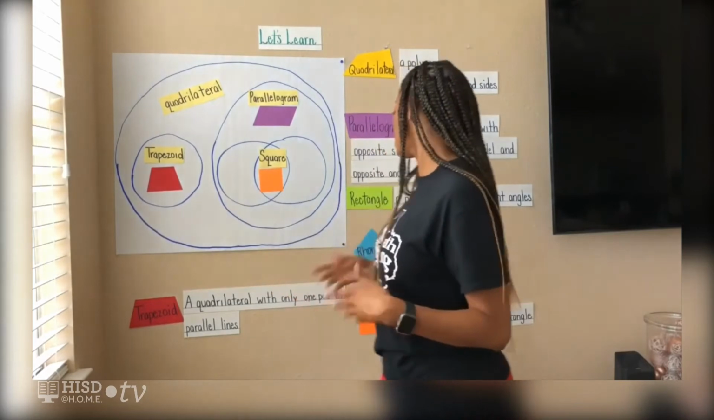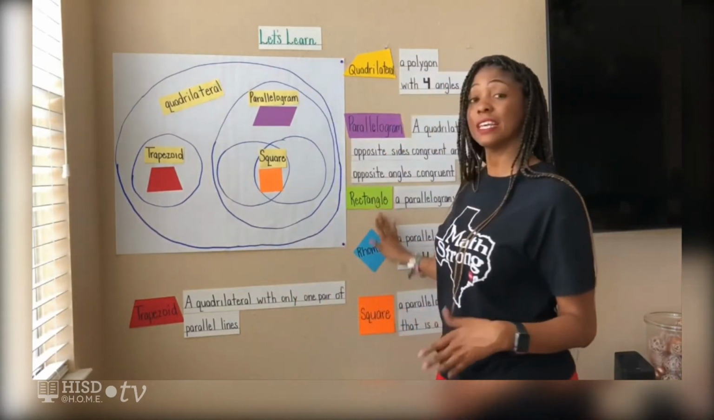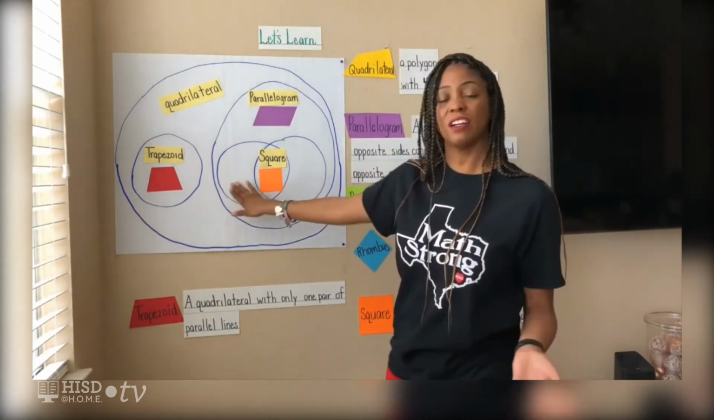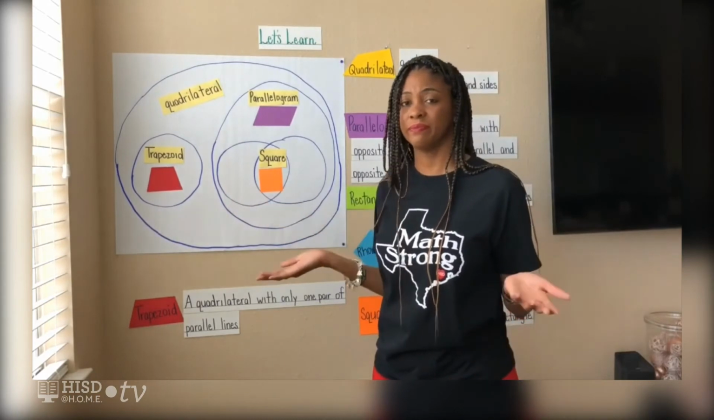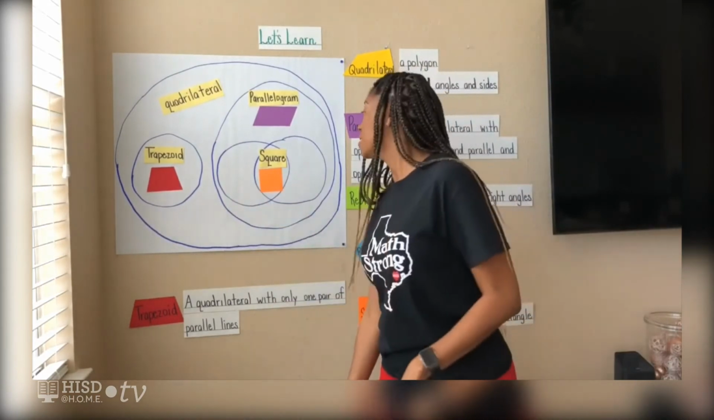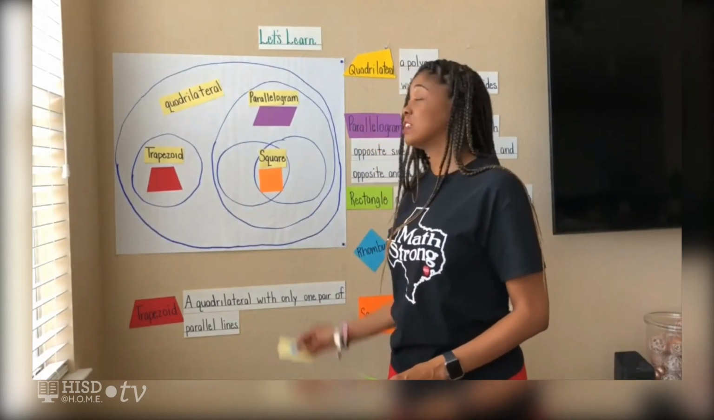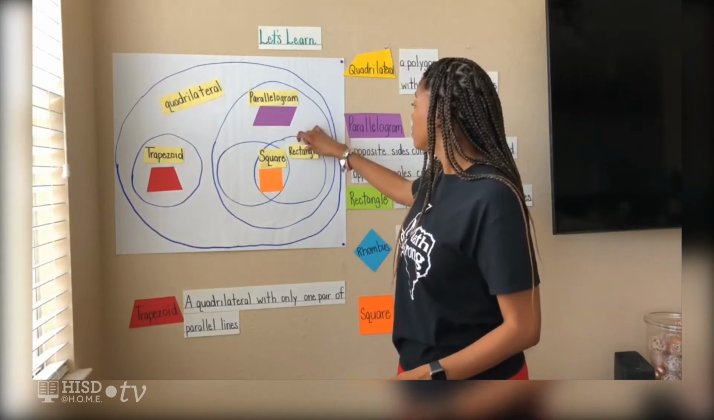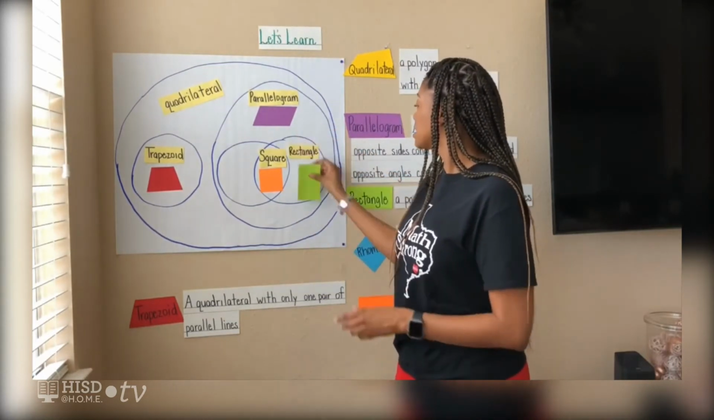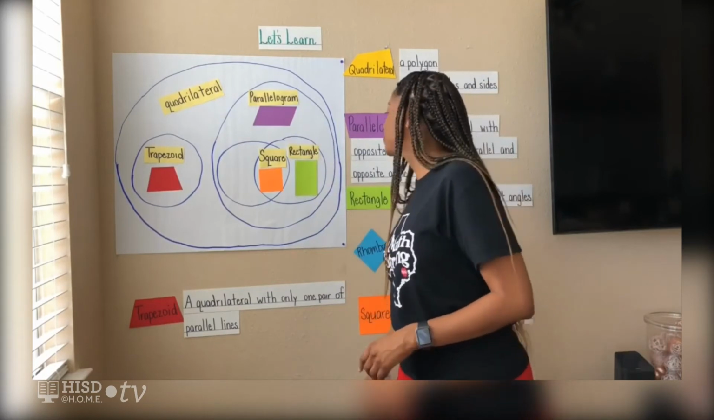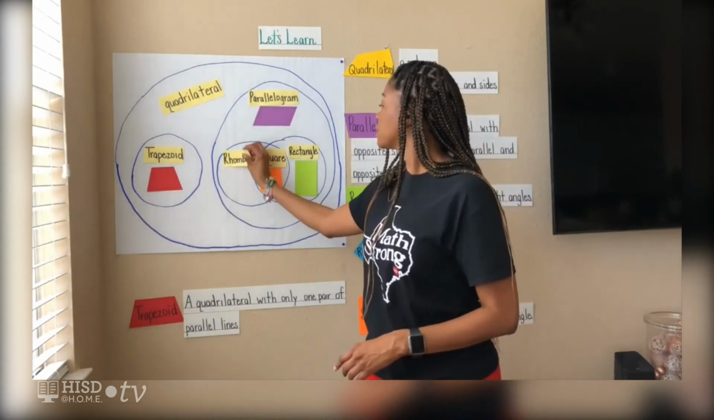So let's talk about those other 2. We have a rectangle and a rhombus. Does it matter which place we put it? It doesn't, because they both fall inside of the parallelogram. So let's just call this the rectangle, and let's label this one the rhombus.